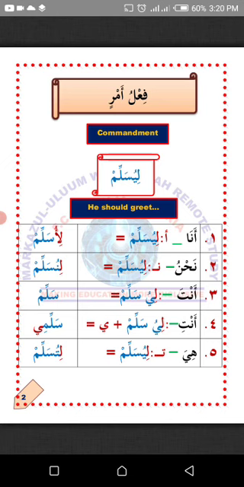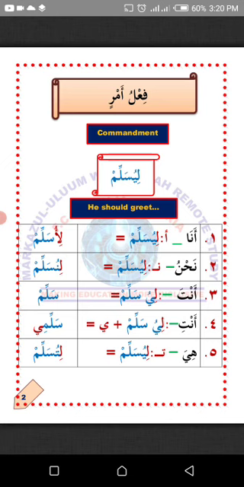Wahid, number one. Ana, I. So how do we change the verb liyusallim to suit ana? All you need to do is to detach ya'un and attach alifun. So the verb liyusallim will now become liusallim, which means I should greet.